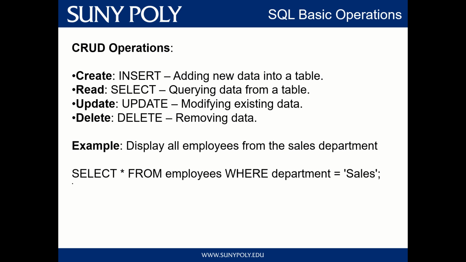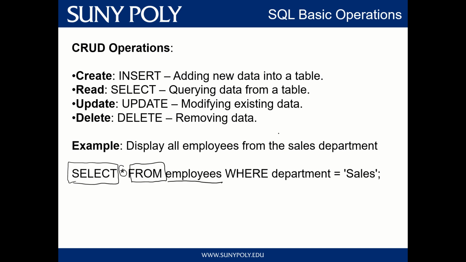So here the first command is select. Then you need to specify which columns you want to see. Here we're using an asterisk, or a star, which means all the columns. If you want to select only some of the columns, then you need to specify the names of those columns. From means from which table you're going to get that information. In this case, there is a table whose name is employees.